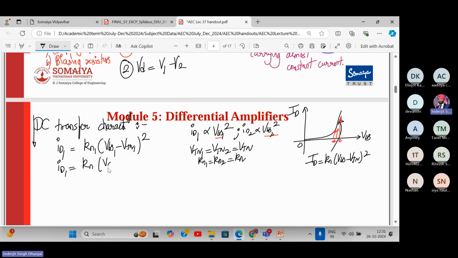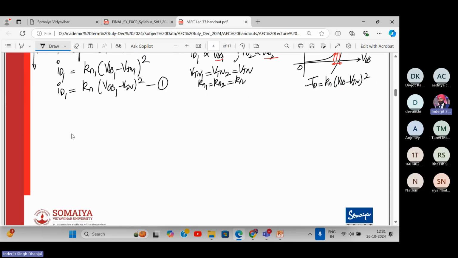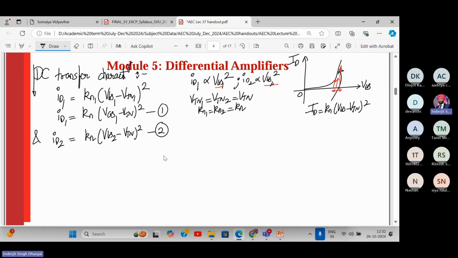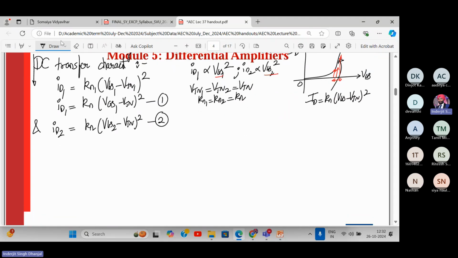So we have written ID1 as Kn times VGS1 minus VTN the whole square. We call this equation number 1. Similarly, I hope you're writing along, ID2 is equal to Kn times VGS2 minus VTN the whole square. That is equation number 2. Written so far? Now a little bit of mathematics will come.